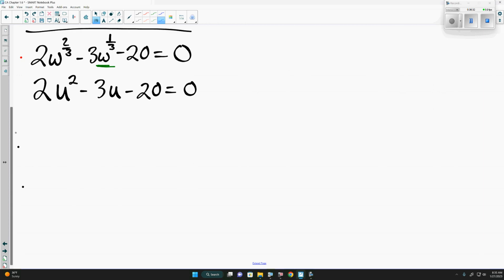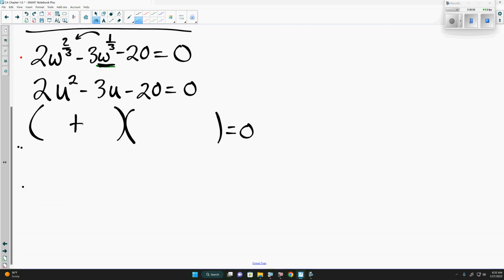But we can still use that middle term here as a way to find out what u is. Because whatever that value is, if we square it, we should get the variable for the first one. W to the 1/3 squared is w to the 2/3. U to the 1/2 squared is u to the first. Now this here is a little bit easier to work because we can factor it.